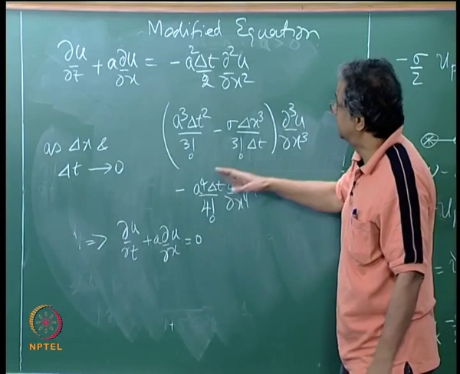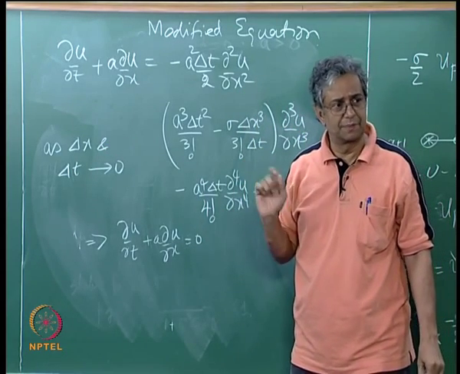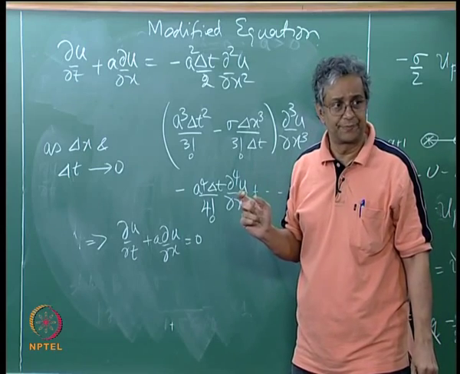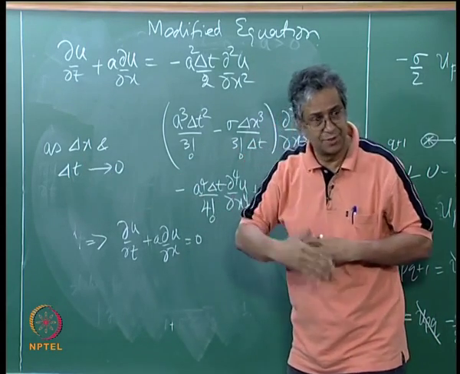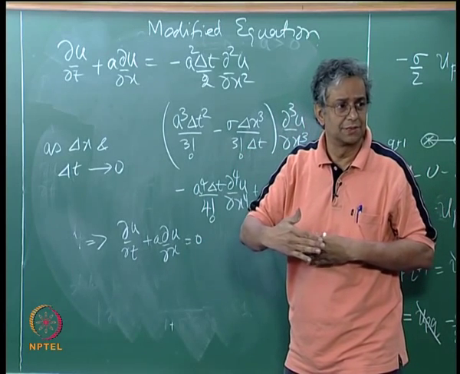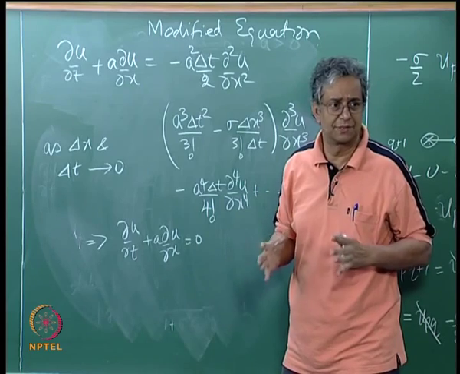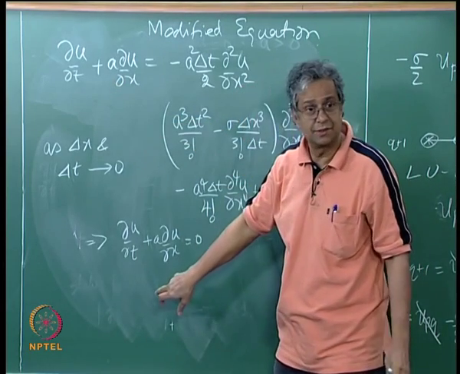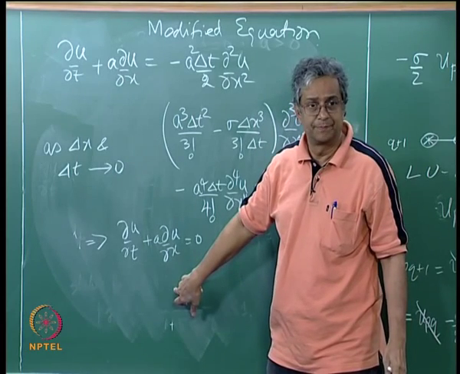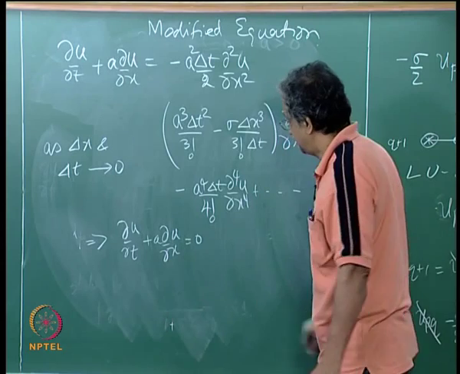So as the number of points that you are using to represent the solution increases, which is what Δx going to 0 means, and as the time steps that you take go to 0, your representation gets more and more accurate, and the modified equation goes to the original equation, which is a good thing. We are happy that that happens. This property is called consistency.